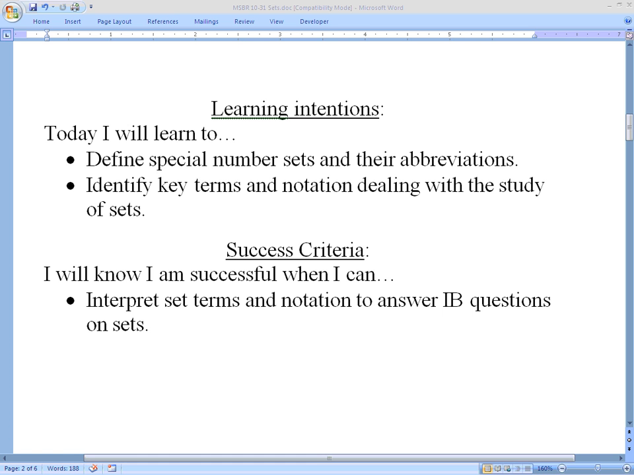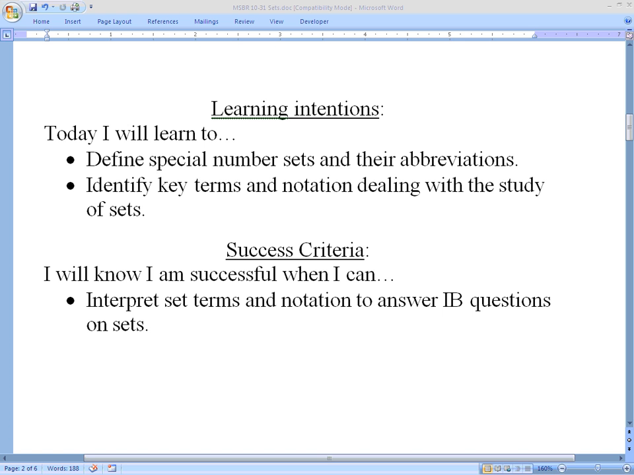Today we're starting a new unit on sets. Most of this unit will be review, things that you've seen either in this class or in previous classes. This video will be entirely terms and notation. I'll do a couple little examples along the way, but we're just defining terms basically.